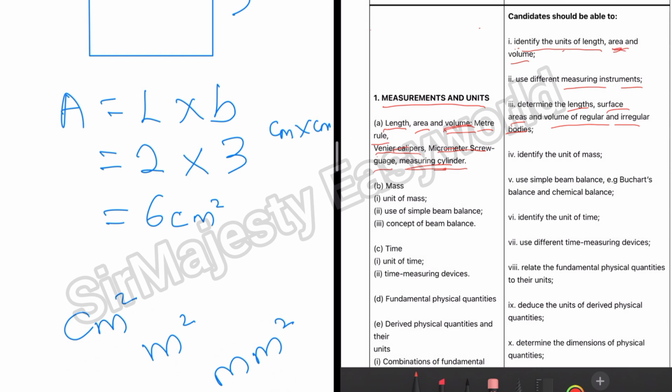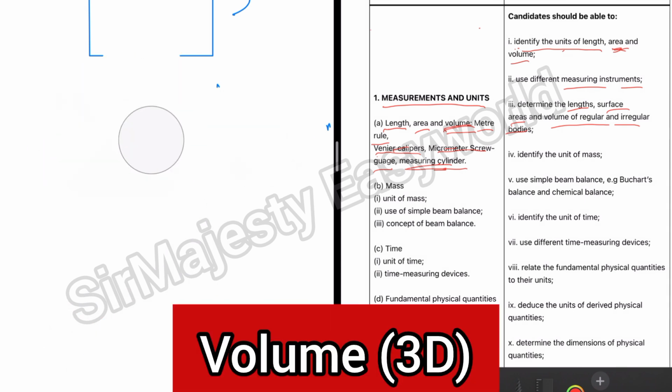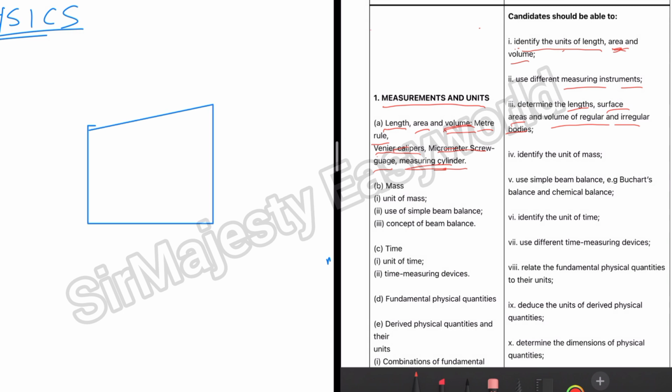What about volume? When we want to deal with volume, we're dealing with what you call a 3-dimensional shape. Why is it 3 dimensions? There are 3 things we can measure from it. We can measure the length, the breadth, and the height.